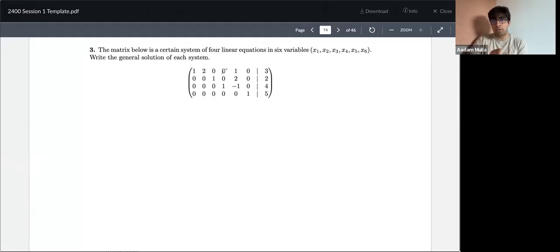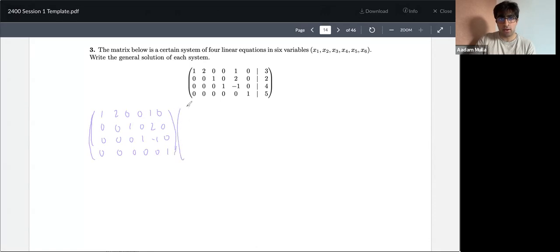And let's see how many variables we have here. We have 1, 2, 3, 4, 5, 6 columns, so we have 6 variables. So let's write the general solution of the system. What we're going to have to do is think about it: the matrix with rows 1, 2, 0, 0, 1, 0; 0, 0, 1, 0, 2, 0; 0, 0, 0, 1, negative 1, 0; and 0, 0, 0, 0, 0, 1, times x1 through x6, equals 3, 2, 4, 5. Sorry, I'm writing on a tablet, so the handwriting is quite bad.